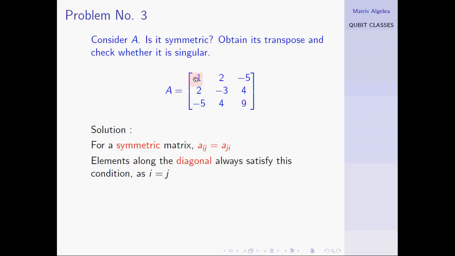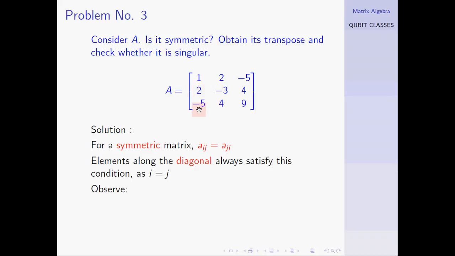So these elements which are present along this diagonal always satisfy this condition because i is equal to j. So we will have to now check for the non-diagonal elements whether they satisfy this condition. Now if you look at A closely, you will see that the element in the first row and second column, that is A12, and the element in the second row and first column, which is A21, which is also 2, these are the same.